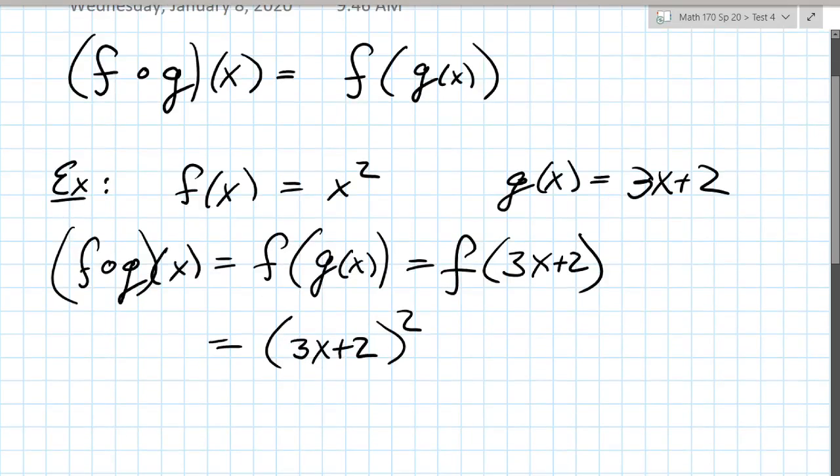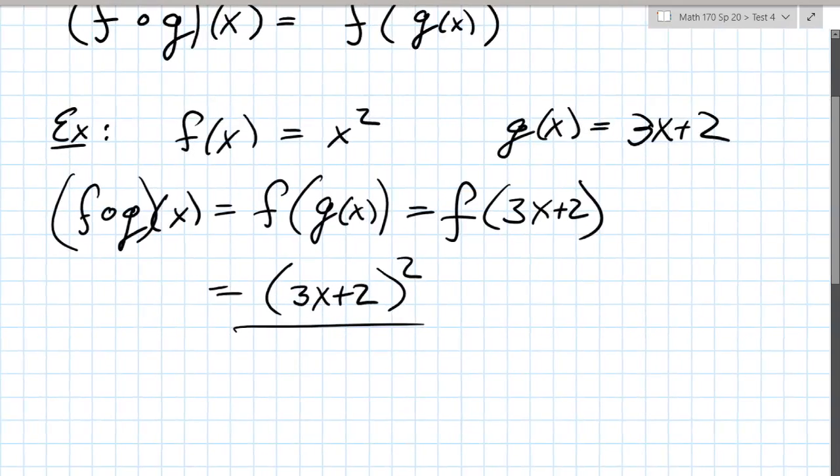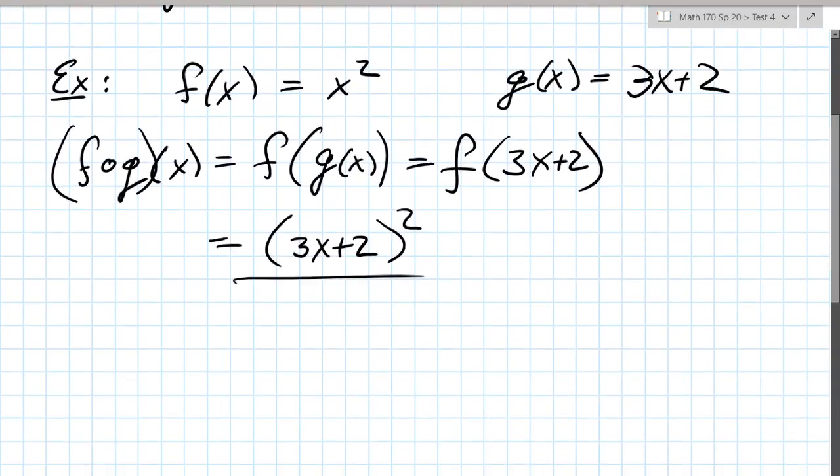Your book will probably want you to FOIL that out, but that is our f of g of x function. And we could write a second example.